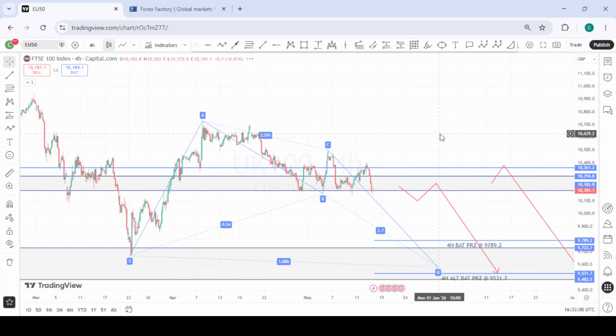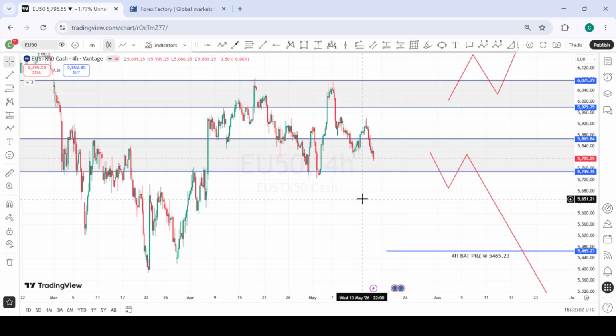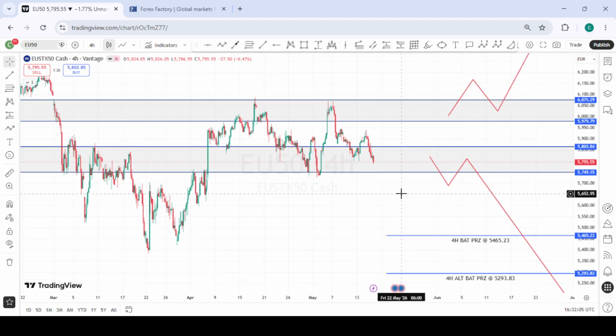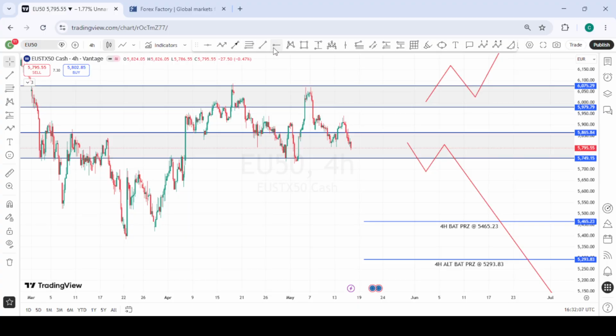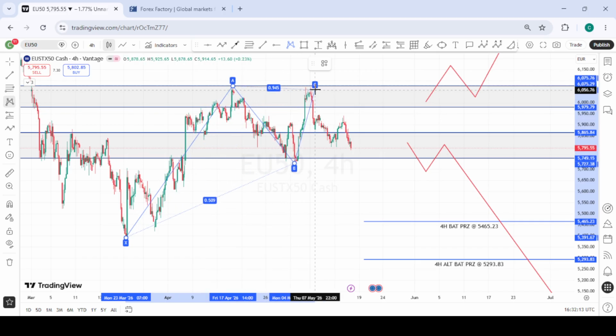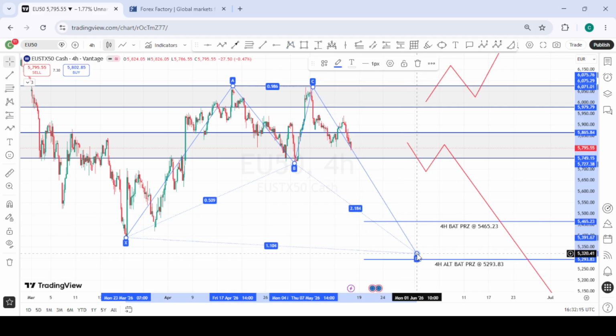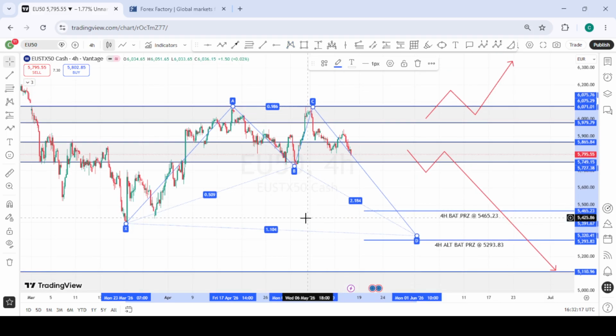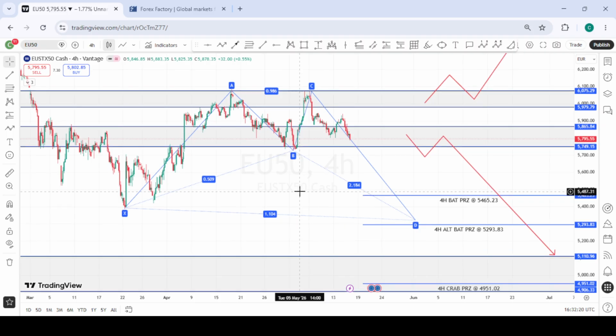And let me just go back to the STOXX 50. For the STOXX 50, this is the harmonic pattern that is also developing right here. This is the X, this is the A, this is the B leg, this is the C leg. We are looking forward to a D leg all the way down for this index.